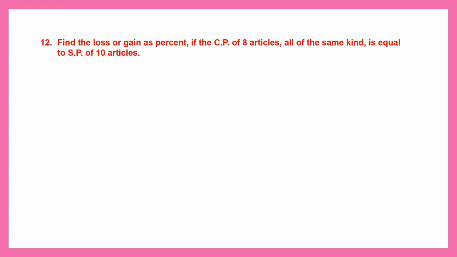Question 12. Find the loss or gain percent, this time if cost price of 8 articles, all of the same kind, is equal to selling price of 10 articles. This is just like the previous one. So let's write cost price of 8 articles is equal to selling price of 10 articles, and let's consider this to be equal to x. If cost price of 8 articles is equal to x, then the cost price of one article will be x divided by 8. This is the cost price of one article.